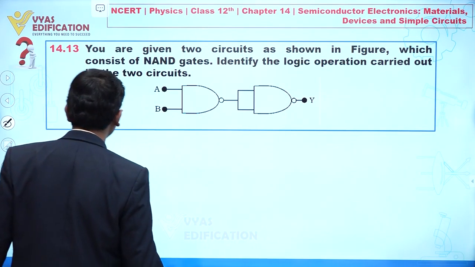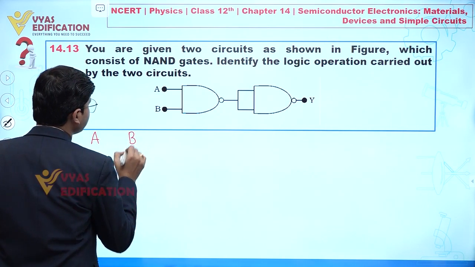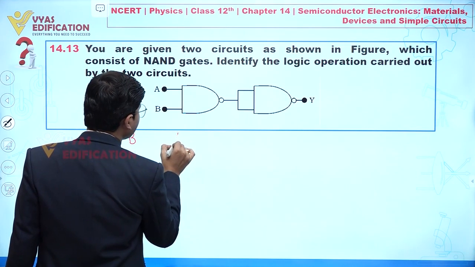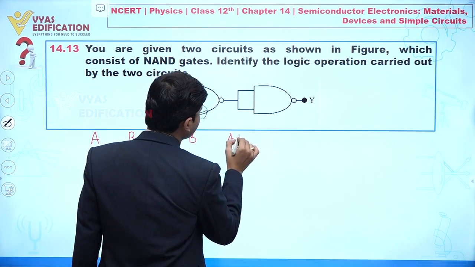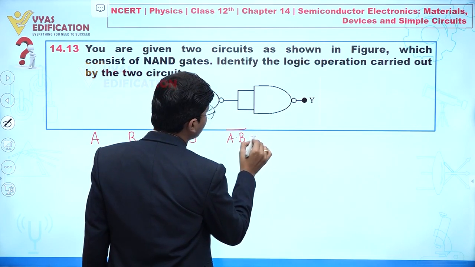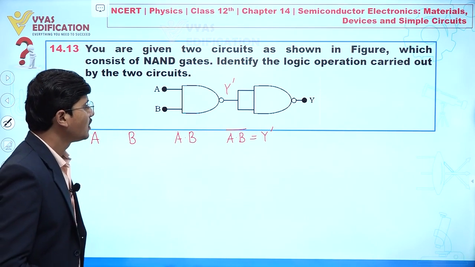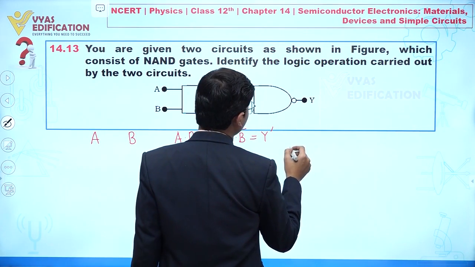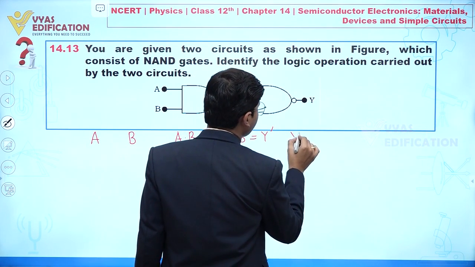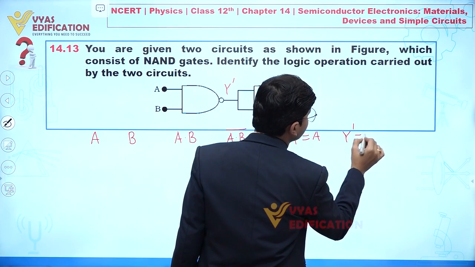So as input first we have A, and this is B, because this is the first AND gate, so A and B. Because this is a NOT gate, this is A and B NOT, and let's suppose this is Y dash. Now at this side we are getting the same input. Let's suppose this Y dash is equal to A and Y dash is equal to B.